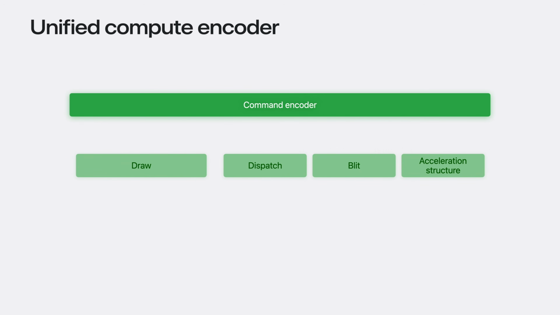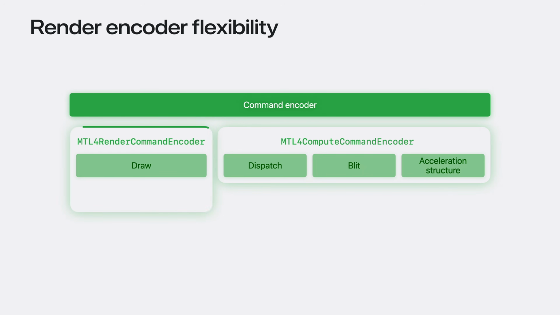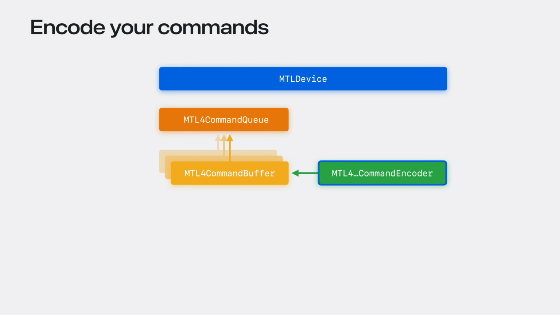Metal 4 consolidates existing command encoders. With the new unified compute encoder, your app can also manage blit and acceleration structure command encoding. This reduces the total number of encoders required. There's a new Metal 4 render command encoder as well. It features an attachment map that your app can use to map logical shader outputs to physical color attachments. Your app can configure the attachment map of a single render encoder with all the necessary color attachments and can swap between them on the fly. This saves you the need to allocate additional render encoders, saving your app memory and unnecessary code. Your app can use any combination of the available encoder types to encode commands into command buffers.